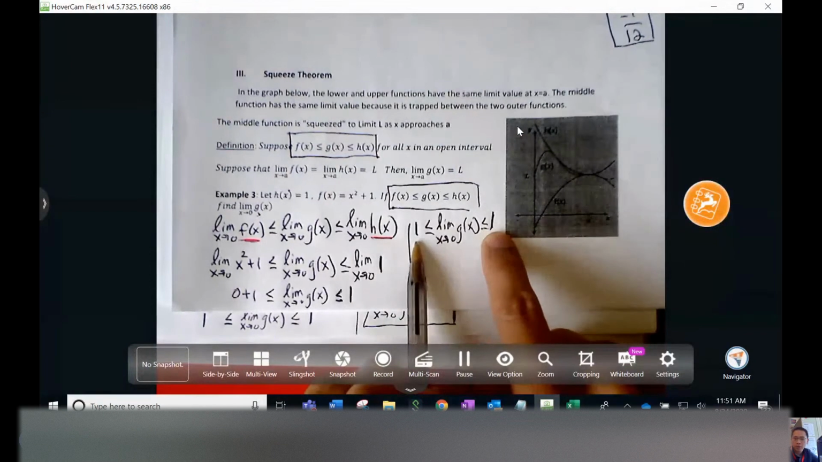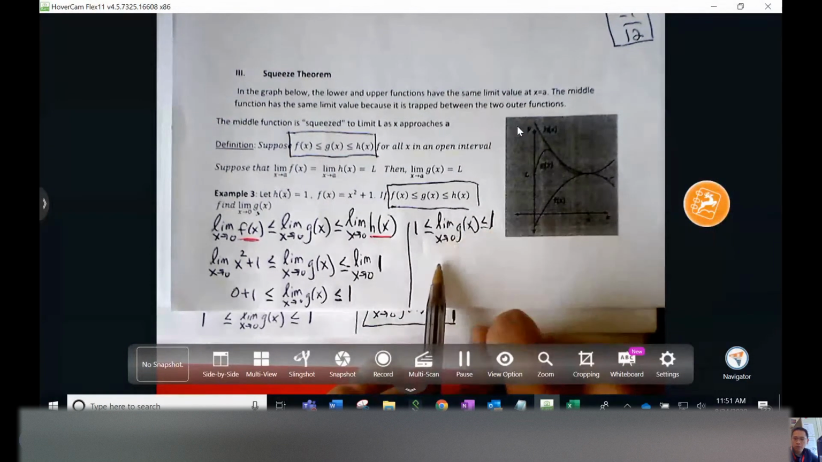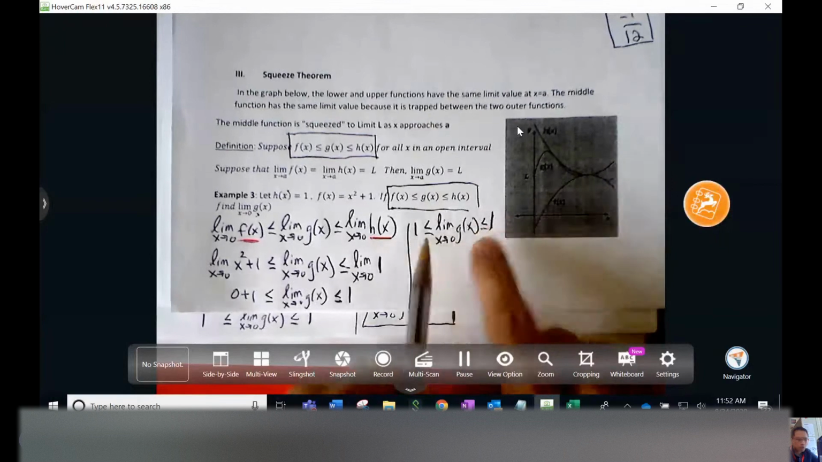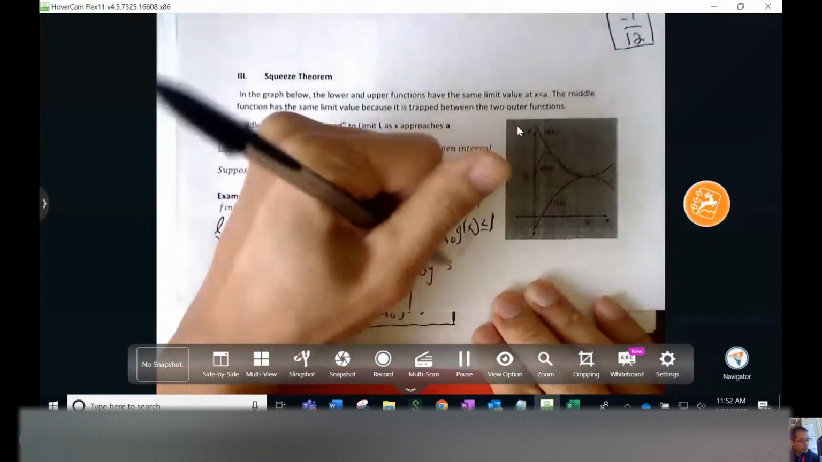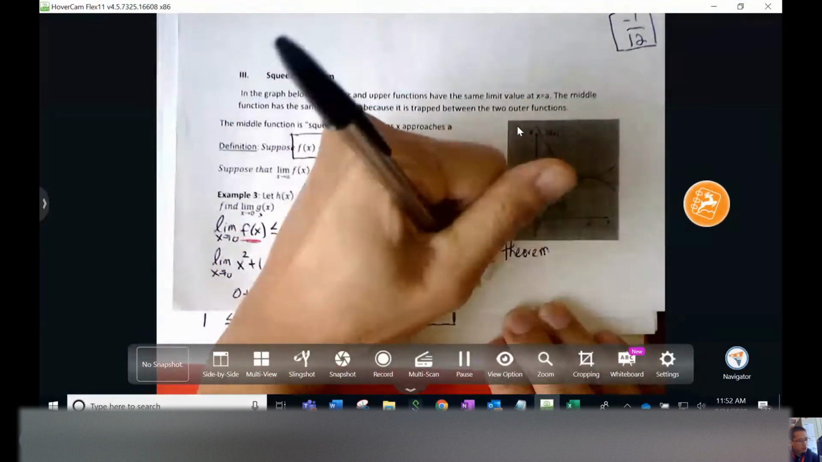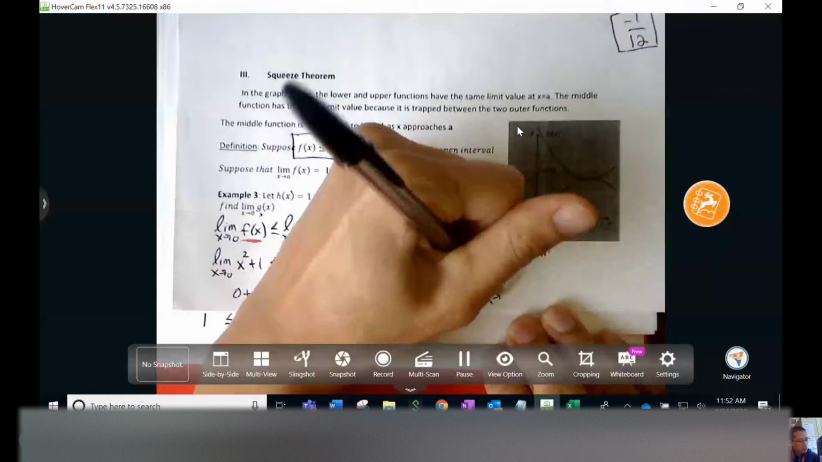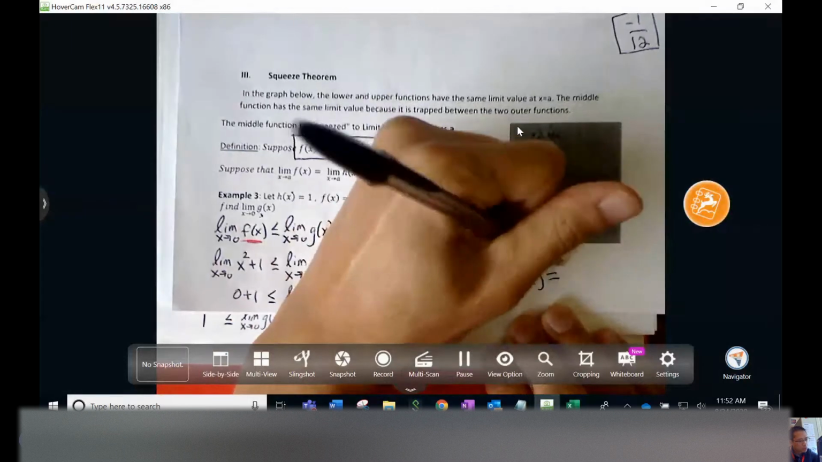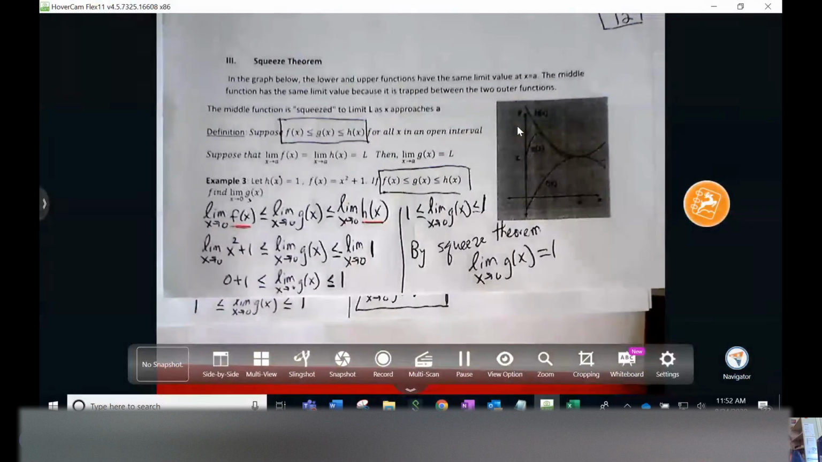Because my upper and lower are in agreement, I know my middle one must also be in agreement as well. So based off of this, we can conclude by squeeze theorem the middle limit must also be equal to 1. Okay, so that's all there is to squeeze theorem. You evaluate the lower, you evaluate the upper, see if they're the same. If they're the same, then we can conclude what's happening with the middle limit.